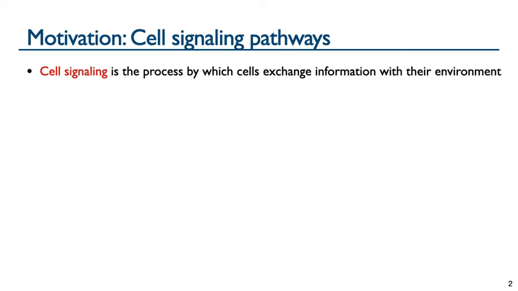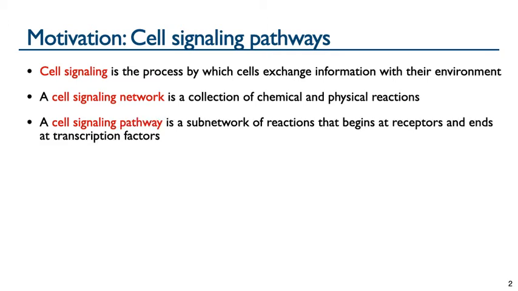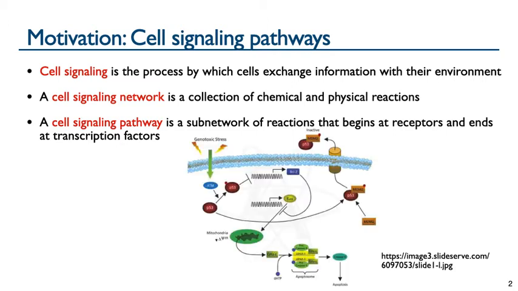Cell signaling is how cells exchange information with their environment by sending and receiving small molecules at membrane-bound receptors, which is fundamental to cell biology. A cell signaling network encompasses all the chemical and physical reactions that occur in the cell. A cell signaling pathway is a subnetwork of these reactions that describes a cellular process and usually begins at one or more membrane-bound receptors and ends at transcription factors and regulators.